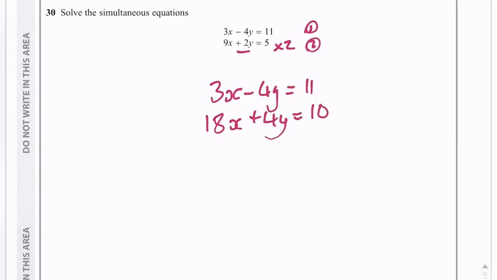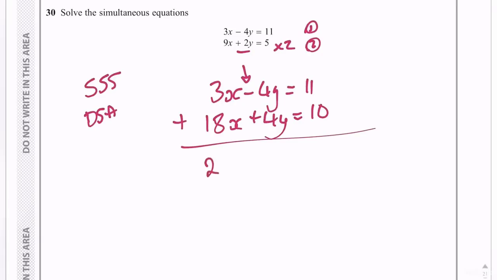Now you've got two rules: same signs subtract, or different signs add, or you might have learnt your own ways of doing this. We've got different signs here, one's a minus, one's a plus, so we add them together. 18 plus 3 is 21x, minus 4y add 4y is 0, so that's gone, that's the whole reason we're doing it, and then 11 plus 10 is 21. That's quite nice and simple now. Divide by 21, and we get x equals 1. So there is the first part of our answer, x equals 1.